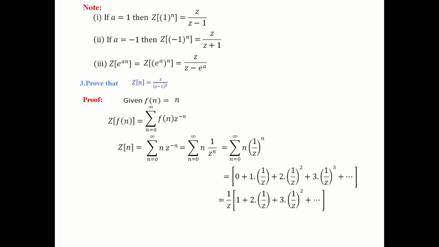Instead of x you are having 1 by z, so this can be written as 1 by z into (1 minus 1 by z) whole power minus 2. Taking LCM, so it will become 1 by z, (z minus 1 by z) whole power minus 2. Taking again reciprocal, so minus will become plus: z by (z minus 1) square. So multiplying, taking the square to numerator and denominator separately, so you will get 1 by z, z square by (z minus 1) the whole square.